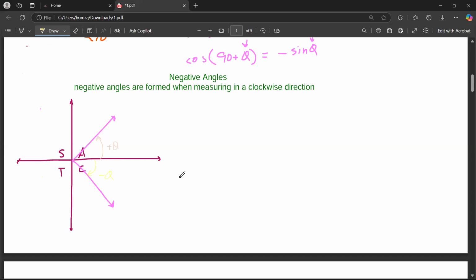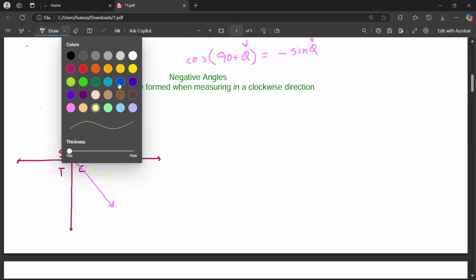Ma'am, I have a hard time seeing the color that you chose. Okay, no problem. Let's change the color.